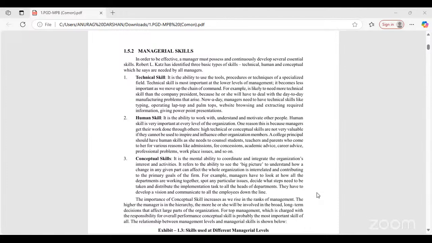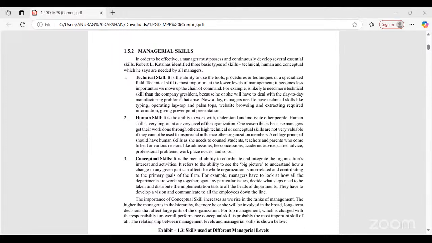So the human skill, where you have the nature of understanding, being compassionate. Those are very important. And conceptual skills. Now, the conceptual skills, as it is said, it is the mental ability where you can coordinate, you can integrate the organizational interests and the activities. So here, you can look at the big picture, to understand how a change in any given part can affect the whole organization, and it is interrelated and contributing to the primary goals of the organization.